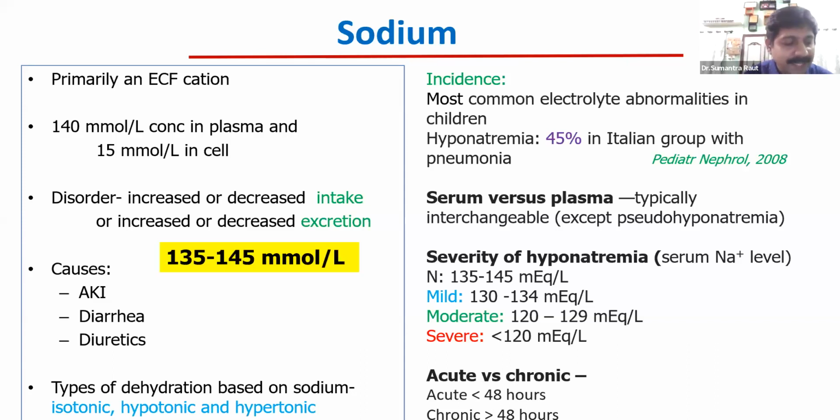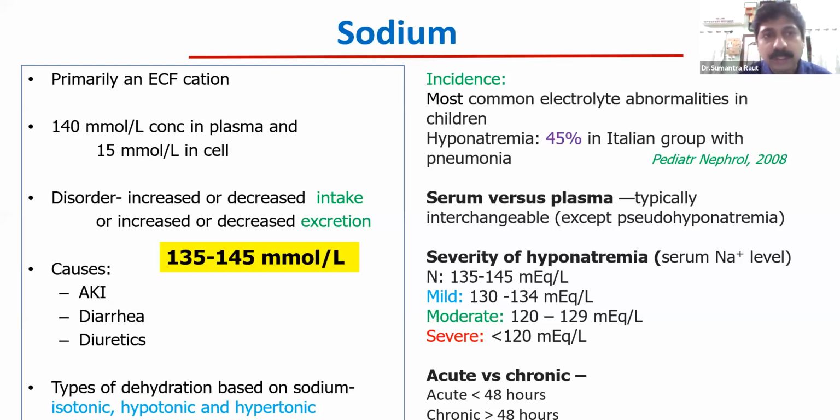And hyponatremia has been graded as mild, moderate, and severe. Less than 135 is mild hyponatremia, and between 130 and 120 is the moderate one. Again, other than its severity, hyponatremia can be classified as per its duration of onset. If it is more than 2 days or 48 hours old, it is called chronic. If it is less than 48 hours old, it is called acute.